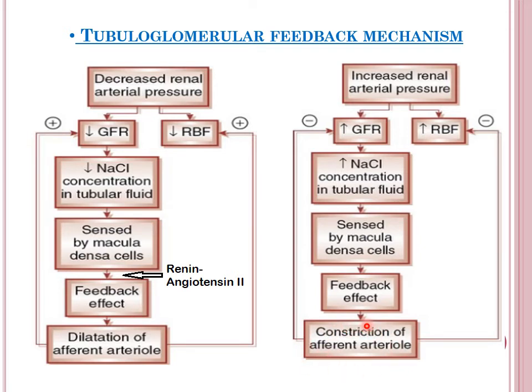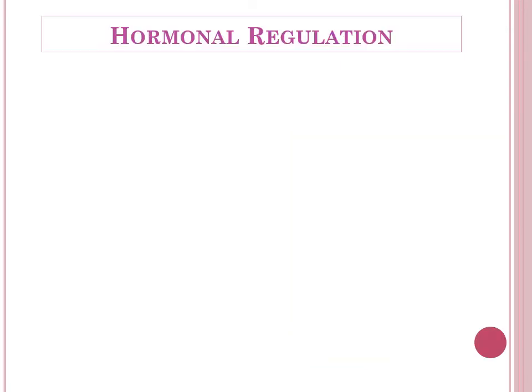And the constriction of the efferent arteriole will lead to a decrease in the renal blood flow as well as the GFR. So clear? This is the mechanism operating to maintain the renal blood flow basically, and also simultaneously the GFR. And these are the autoregulatory mechanisms.